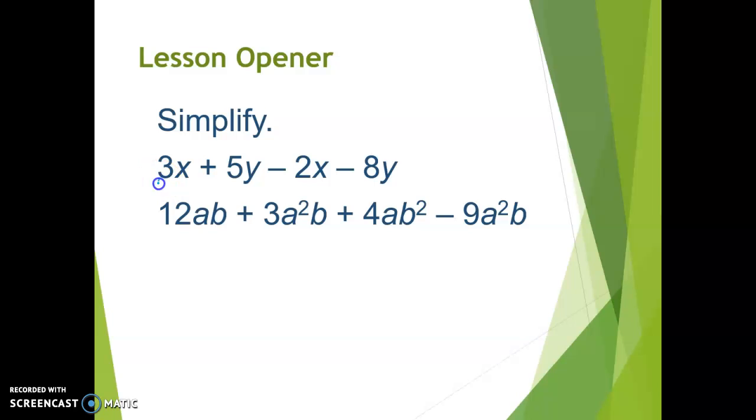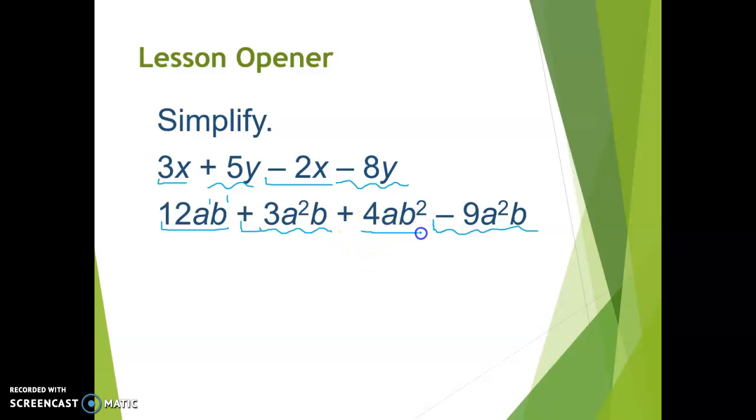All right, in the top expression, we can combine 3x and negative 2x, and then we can combine 5y and negative 8y, because they have the same variables raised to the same power. When we combine, we're just going to add or subtract the coefficients based on the sign that's in front of those coefficients. In our second expression, we have an ab term, and while all of our other terms have a and b, none of them have a and b raised to the first power. Then we have an a squared b term, and over here we have an a squared b term. So we can combine that positive 3 and that negative 9 a squared b.